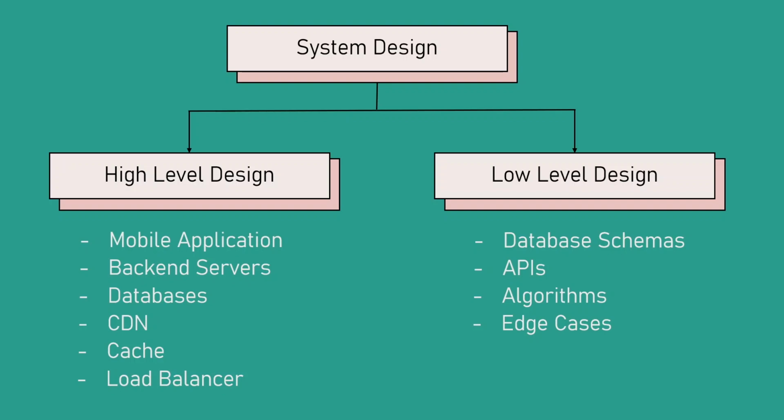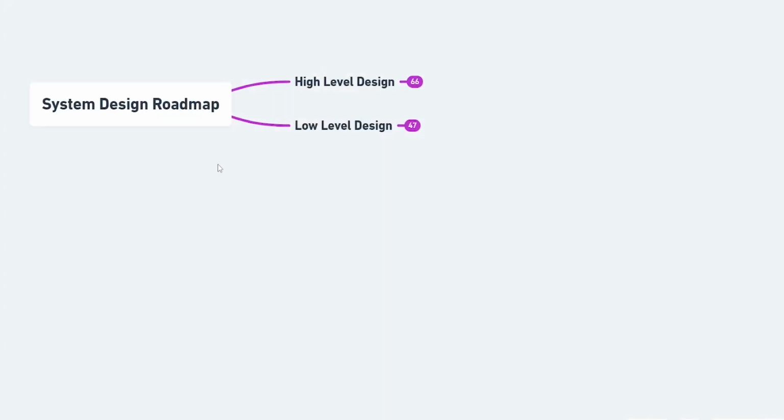So simply put, HLD is the big picture or a blueprint, and LLD is all about the details and internal working. Both are important. HLD makes your system scalable, and LLD makes it work correctly. Now that you know HLD and LLD, let's break down the system design roadmap step by step. First, we will start with high-level design.